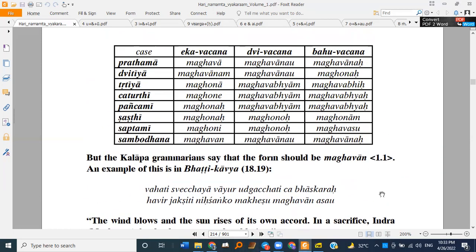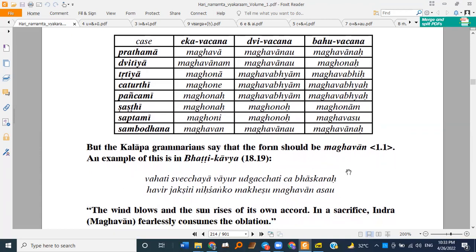Anyhow, we'll stop here for today, and I'll put the videos on. One question. Here, Maghavan, he's telling that Kalapa grammarians say it is Maghavan instead of Maghava, right? And he gives the example from Bhattikavya. So let's say this is the opinion of the Kalapa grammarians, not an opinion of the Paninian grammarians. So in which case, if they encounter Maghavan Asau, what do they take it? Do they take it as a mistake?